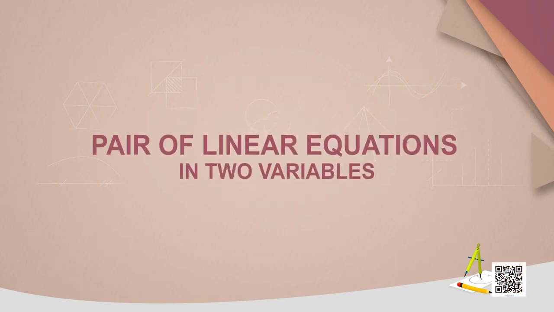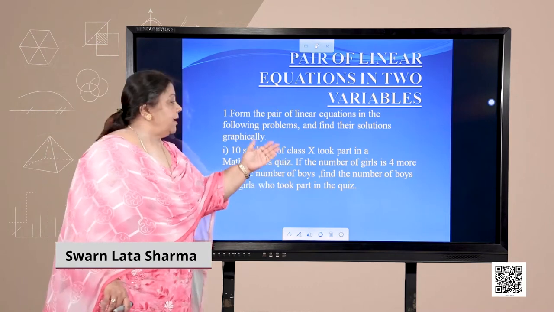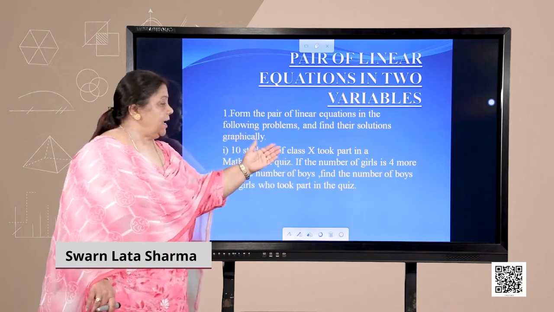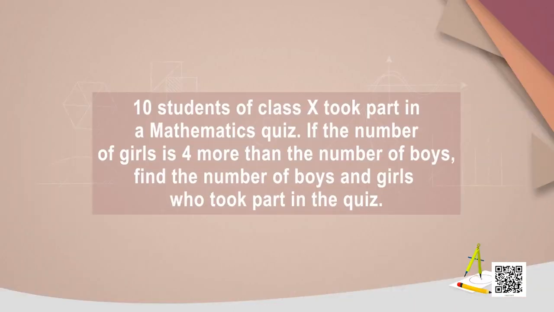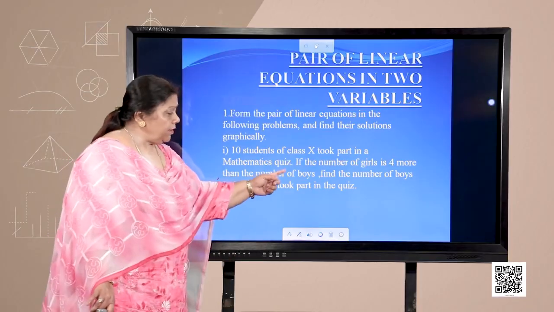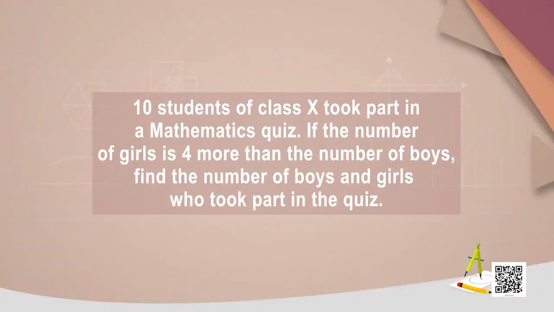Let us do the next exercise 3.2. In this, the first question says, form the pair of linear equations in the following problems and find their solutions graphically. The first question is, 10 students of class 10 took part in a mathematics quiz. If the number of girls is 4 more than the number of boys, find the number of boys and girls who took part in the quiz.